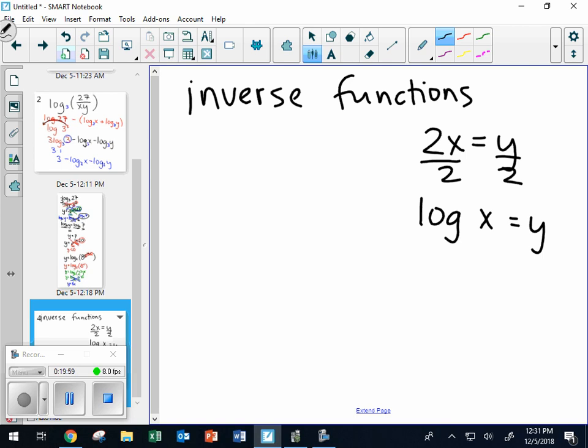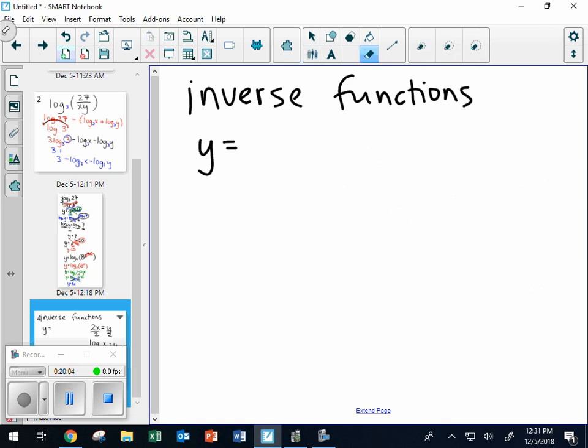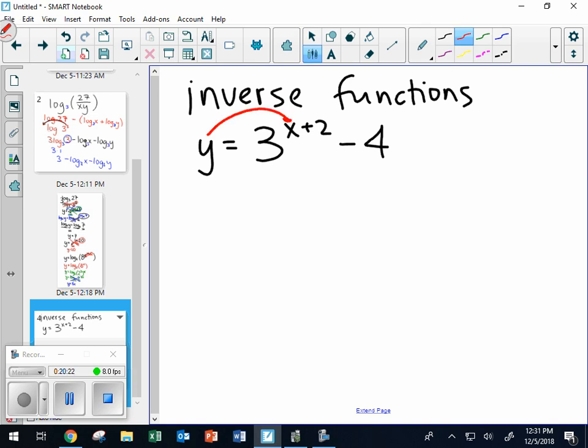So let's say, for example, we start with some kind of exponential. I would like to start with 3 to the power of x plus 2 minus 4. And if I wanted to find the inverse function, I would do as I said before. I would take my y and put it where my x is, and take my x and put it where my y is, and end up with x is equal to 3 to the power of y plus 2 minus 4. But now I have to solve for y.